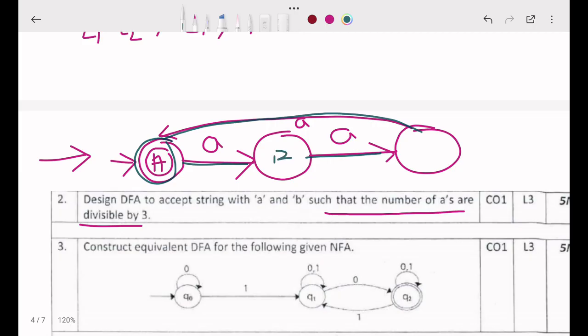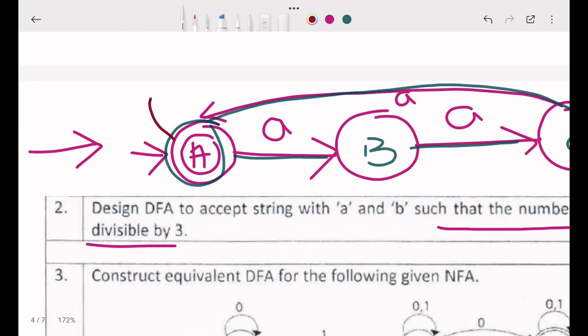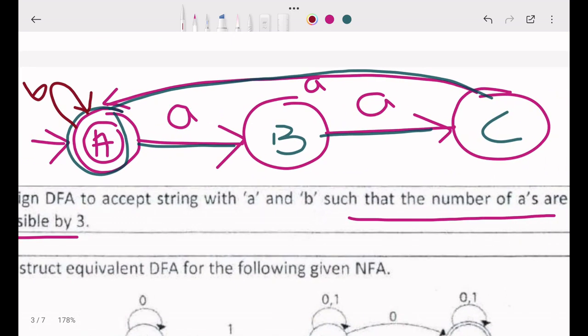Let the state name be B and the other be C. Now see here, this is not a DFA because there are a total of 2 inputs. What I will do, I will take a self loop for B first. This is DFA. Now this is not DFA. I will take a self loop for B. Now this is also DFA.